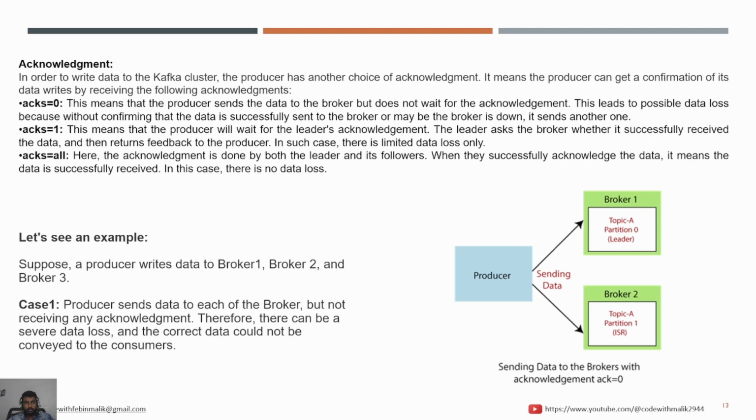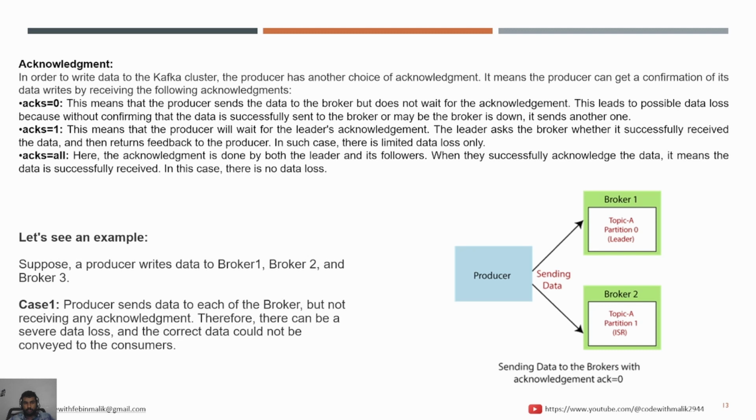acks equals 0: this means that the producer sends the data to the broker but does not wait for the acknowledgement. This leads to possible data loss because without confirming that the data is successfully sent to the broker, or maybe the broker is down, it sends another one.